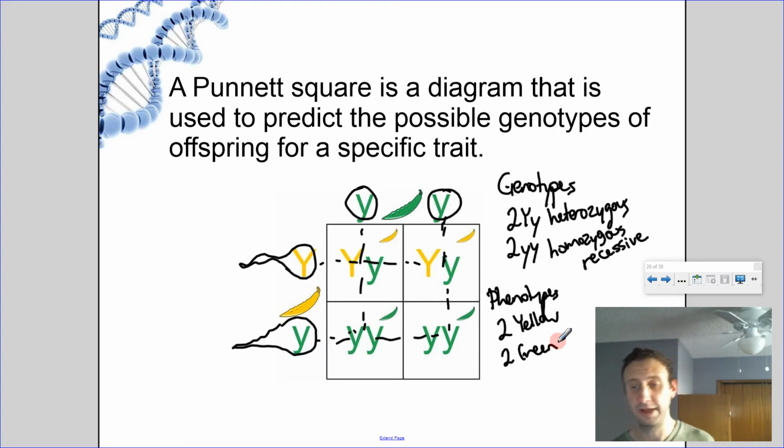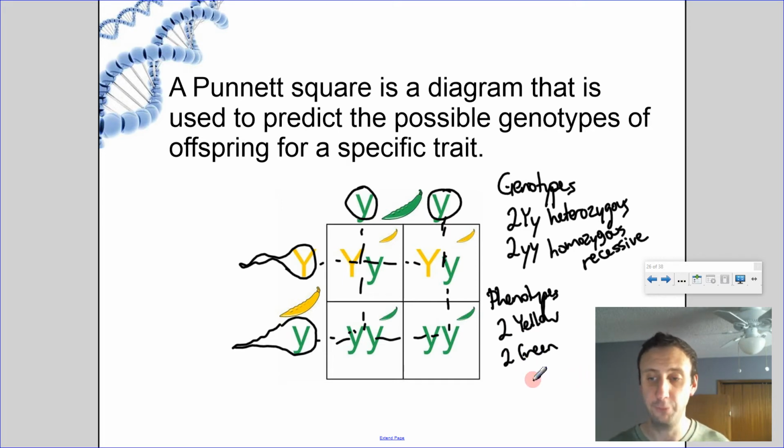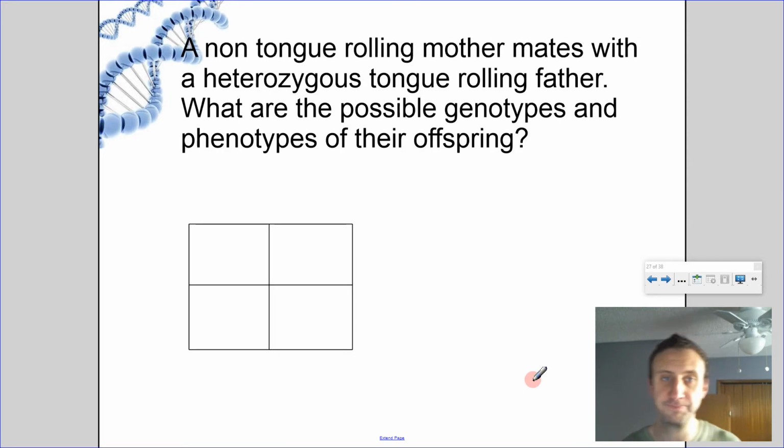So a further question I could ask on this is, what is the odds of offspring being yellow, based on a heterozygous yellow pea mating with a green pea plant? What are the odds of the offspring being yellow peas? And the answer is, of course, 50%, because I have 2 out of 4 that are yellow. The odds of it being green, again, are 50%, 2 out of 4. So I can look at phenotypes to figure out what the percent possibility is of having a certain trait.